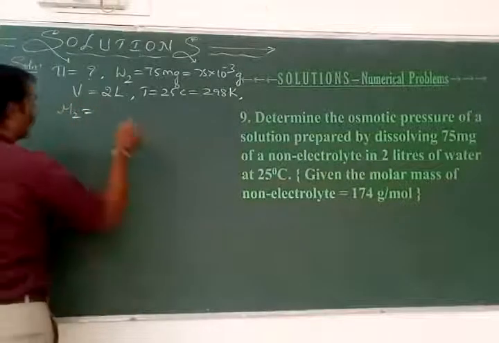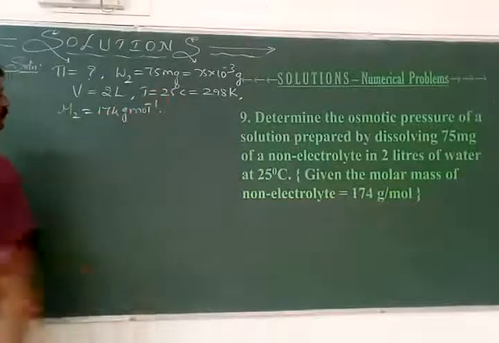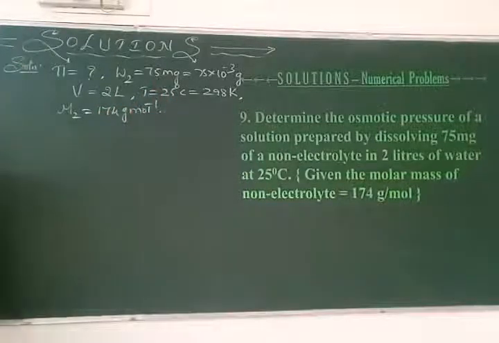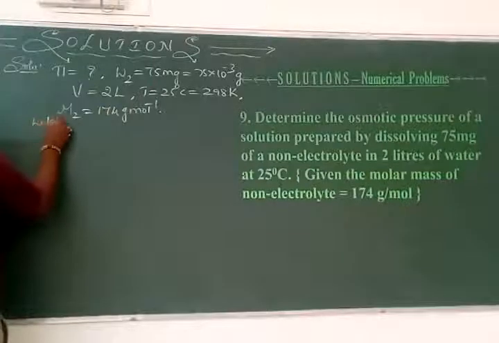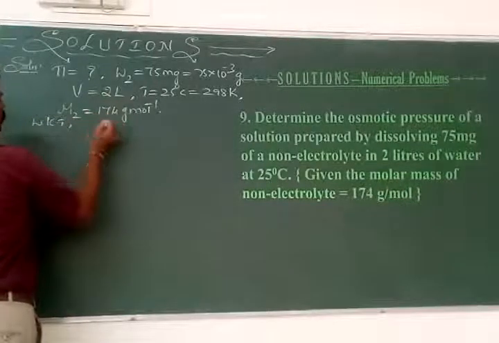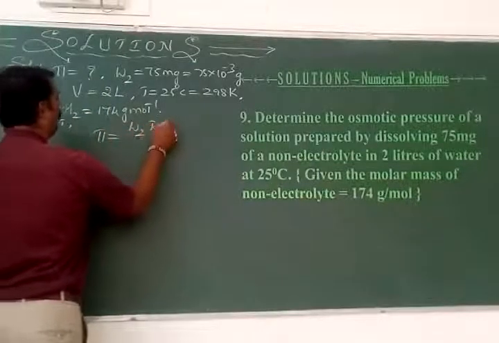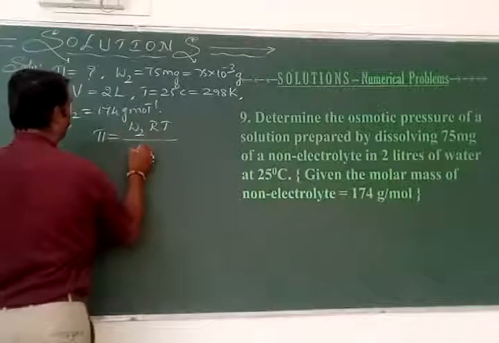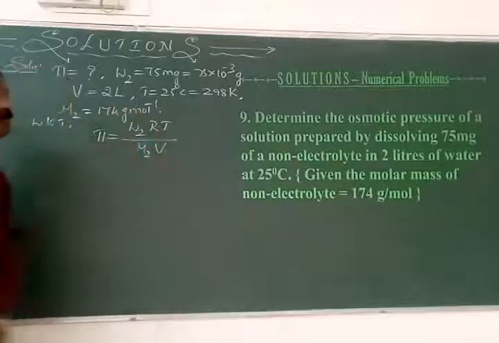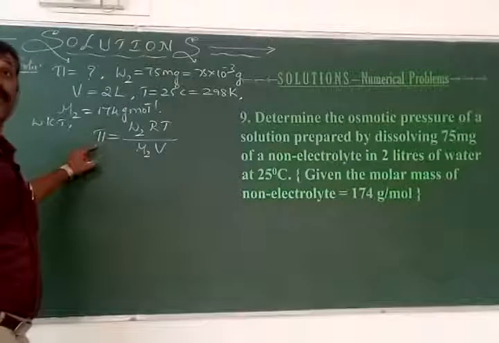Molar mass of the solute is already given as 174 in terms of what per what? Gram per mole. Okay. So what is the formula here? We know that as it is a non-electrolyte, means i is equal to 1. Pi is equal to W2 RT divided by M2 into V. This is the formula for the calculation of which pressure? Osmotic pressure for a non-electrolyte.